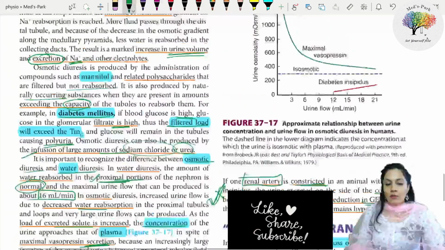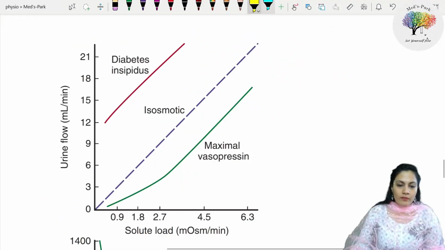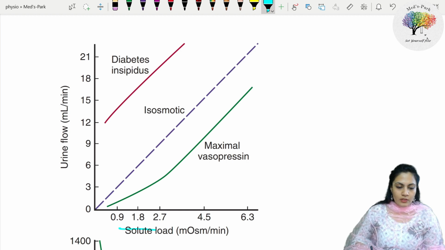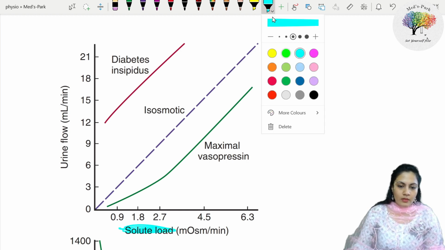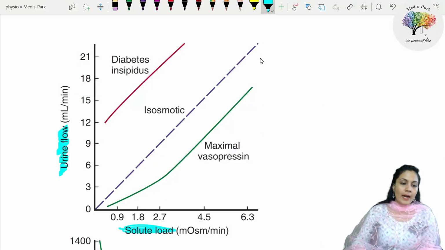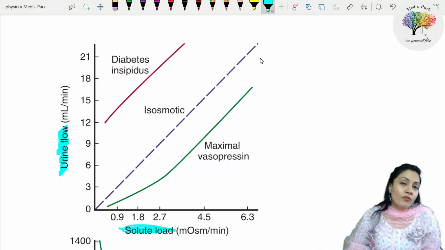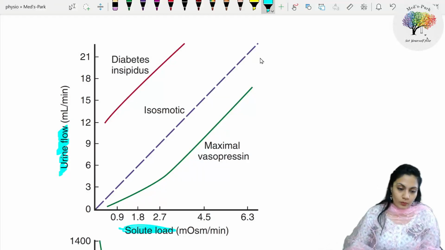Now lastly, let's see what are the graphs given over here. Whenever you are going to see any graph, you have to see first of all what is given in the x-axis and what is given in the y-axis. So please look over here, x-axis is solute load and the y-axis is urine flow. It's not the renal plasma flow. Don't get confused between that, okay?